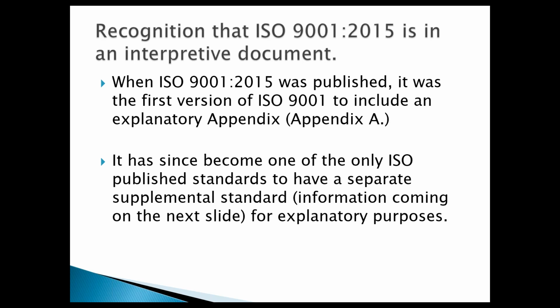Anybody that is working with ISO 9001-2015, one of the things that you have to understand about it to really be able to work with it effectively is that it is an interpretive document. It's meant to be interpreted. And it's interesting, when the 2015 revision was first published, it was actually the first version of ISO 9001 to have a built-in explanatory appendix, Appendix A. It has since become one of the only ISO published standards to have a separate supplemental standard specifically for explanatory purposes. So let's discuss what that is.